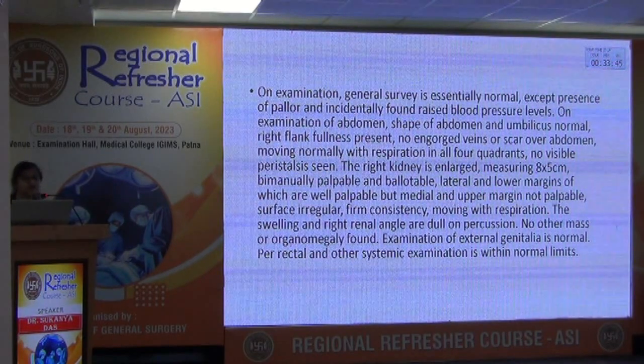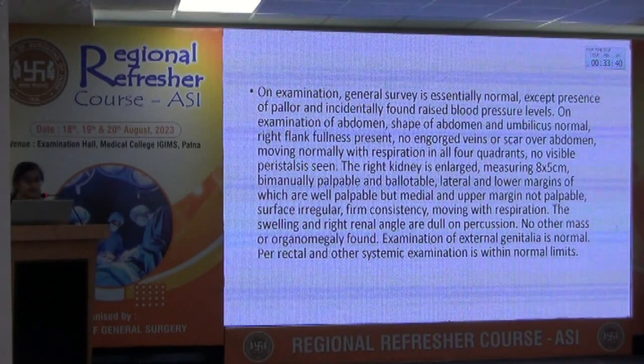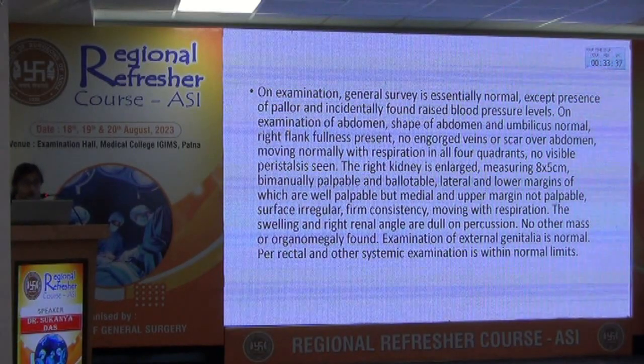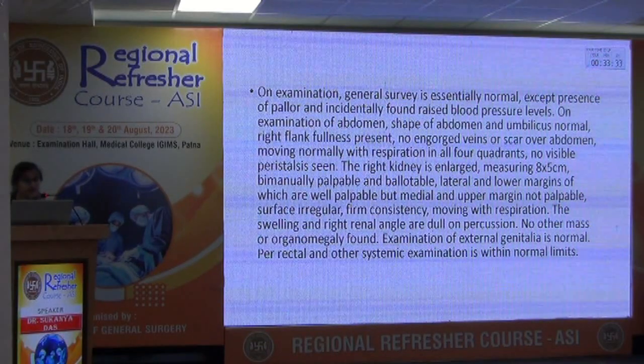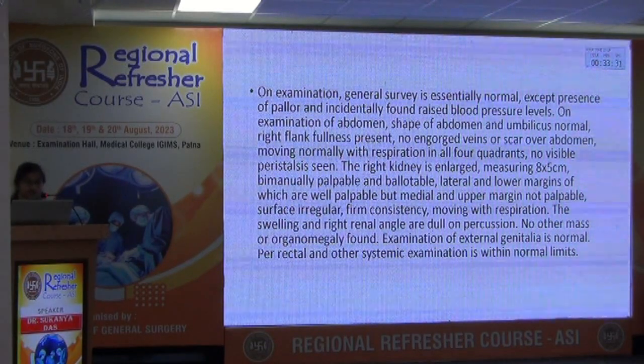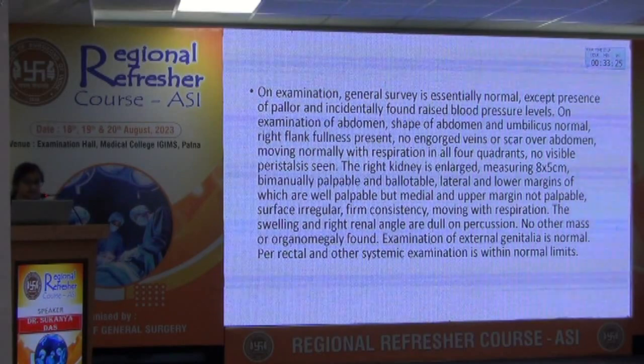There is no history of fever or increased frequency of micturition, no history suggestive of distant metastasis. On examination, general survey was essentially normal except for the presence of pallor and an incidentally found raised blood pressure. On examination of the abdomen, the shape of the abdomen and umbilicus were normal. Right flank fullness was noted. No engorged veins or scar over the abdomen, moving normally with respiration in all 4 quadrants. No visible peristalsis was seen.